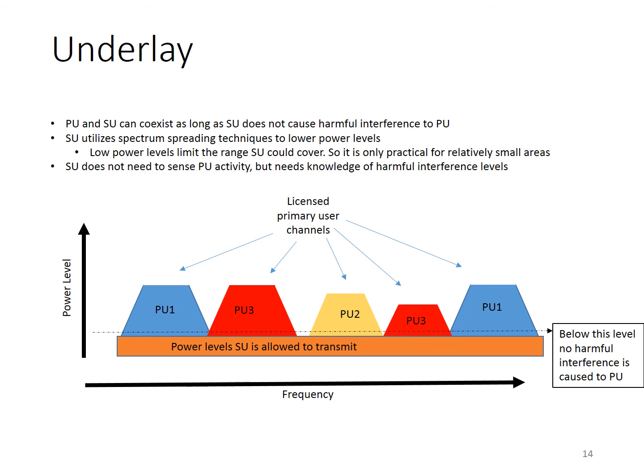In contrast to overlay, underlay allows simultaneous transmissions by secondary and primary users. The secondary user's power spectral density is limited to a level that does not interfere with the primary user transmissions. Spread spectrum modulation techniques enable a secondary user to communicate while achieving a low power spectral density. However, due to the relatively low secondary user transmitted power, underlay is most practical for use in small areas.